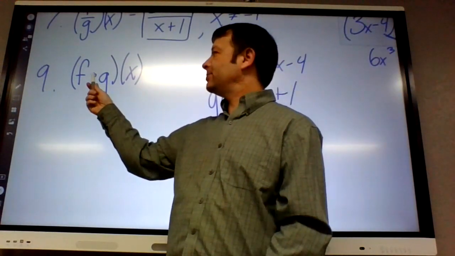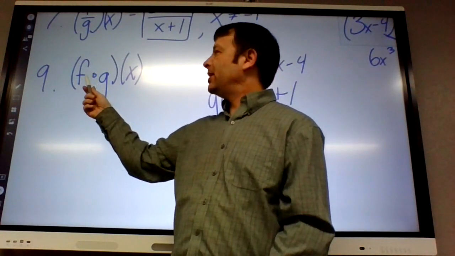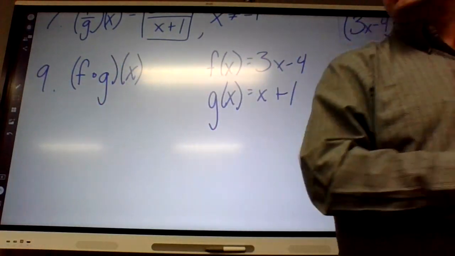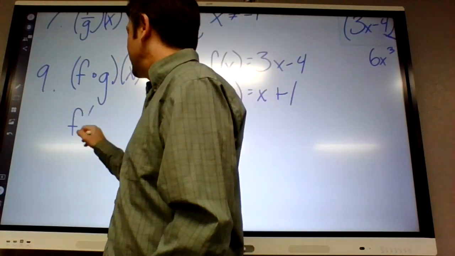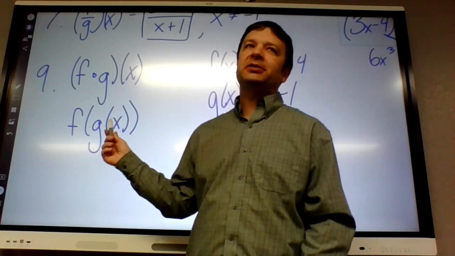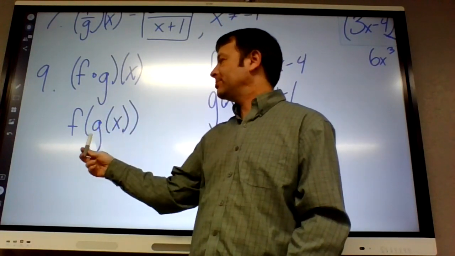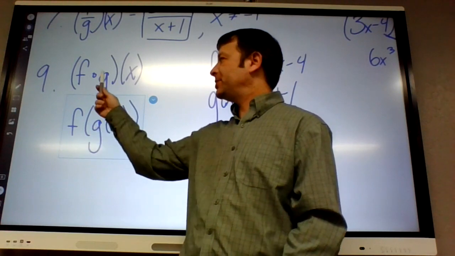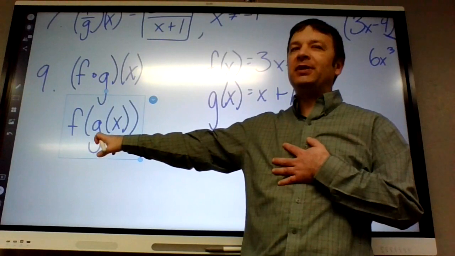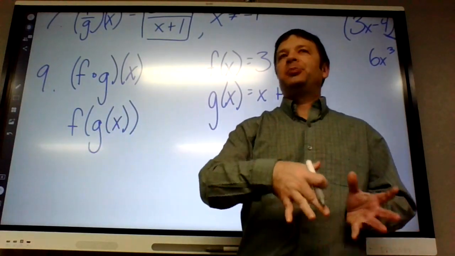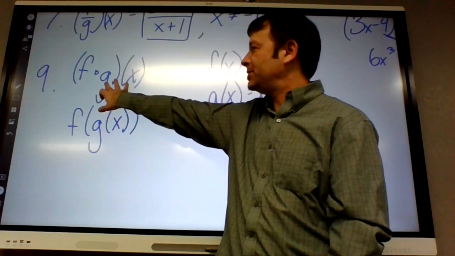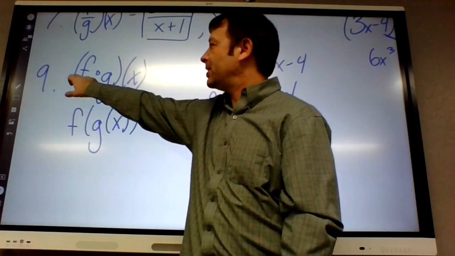You see that little circle thing there? This is read as f of g of x. It can also be written like this. I actually kind of prefer this. I think the book uses this more. But these two things mean the same thing. It means we're going to pick up everything that's g of x and put it into the f function. So we're going to take the g function and put it into the f function.